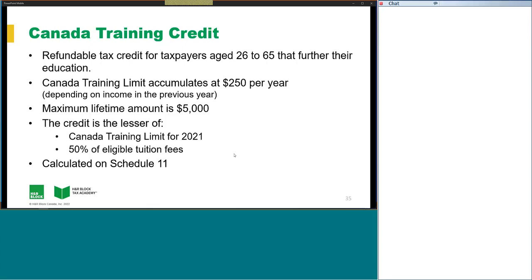Okay. What you get if you have tuition fees from Canada is the smaller of the limit you have, or 50% of the Canadian tuition that you paid. And you calculate that on a Schedule 11. So I'm going to show you what that would look like.